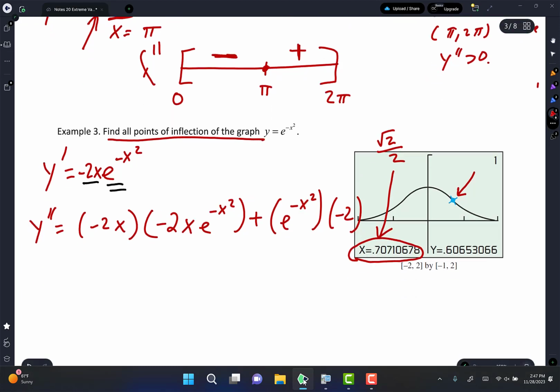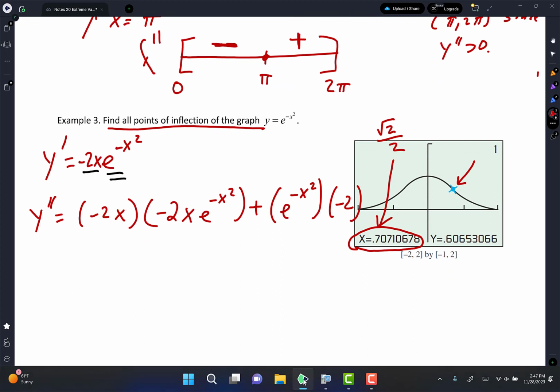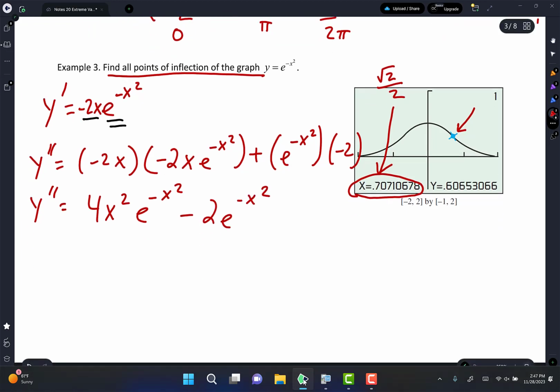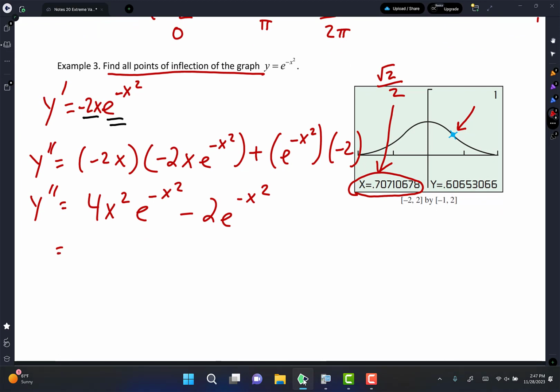All right, here we go. You're done with calculus. Now it just looks like we're going to be doing some algebra here. Let's make it pretty real quick. Negative 2x times negative 2x, that's 4x squared e to the negative x squared, minus 2e to the negative x squared. I'm going to factor out, let's see, a 2e to the negative x squared. Oh, yeah, there it is. 4x squared minus 1.